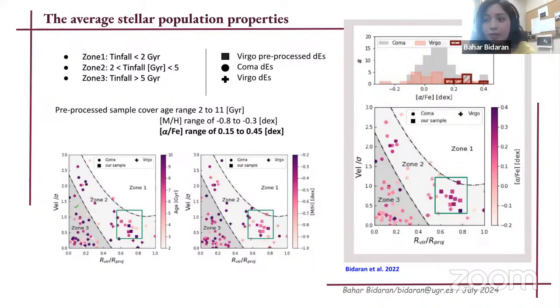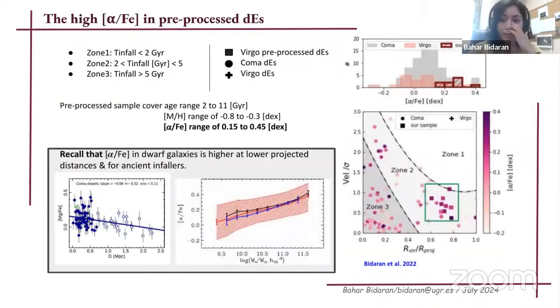And this is important because let me remind you of these two different separated studies. High alpha over Fe is expected in dwarfs, but if the dwarf is located in the center of the cluster, and that high alpha over Fe, not even that range, but relatively higher alpha over Fe, is expected for ancient infallers. Our galaxies are recent infallers in the outskirts of Virgo. So why do they have higher alpha over Fe?